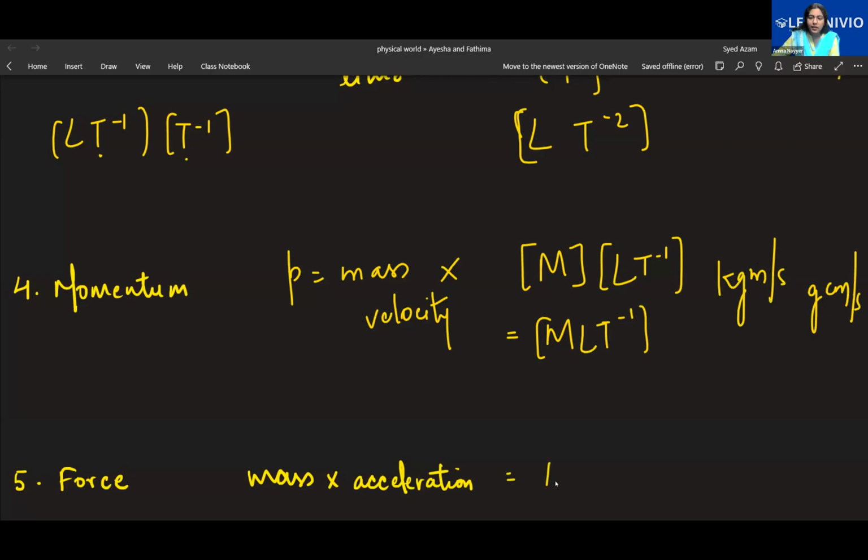Now see, mass is m. Yes, Fatima, can you tell me what is acceleration's dimensional formula? You must have written it. LT raised to minus 2. Yes, LT to the power minus 2. So if you have LT to the power minus 2, then you multiply mass with that. So the total formula will be MLT to the power minus 2.